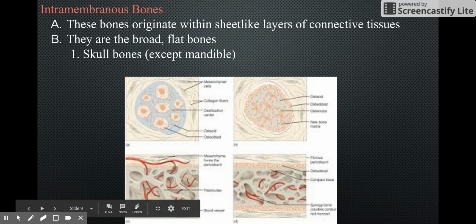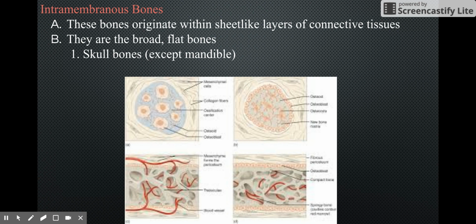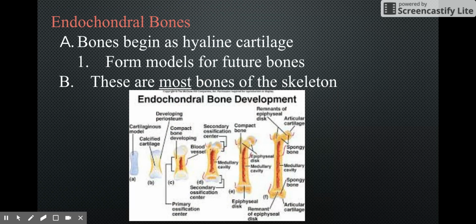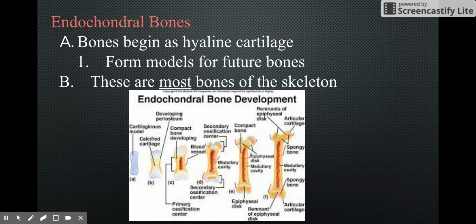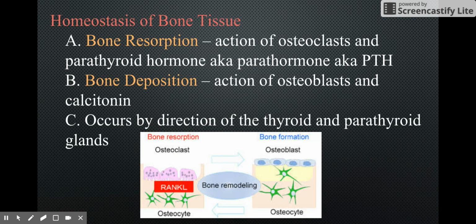So when we come down to a smaller level and look at the way bones are developing, you have intramembranous bones, and these are the ones that originate with sheet-like connective tissue. So these are your flat bones, like in your skull, except for your mandible, which is your jawbone. The other type are endochondral bones. These are the ones that have this initial development, and they tend to be more of your long bones and your short bones. They produce most of your skeleton.